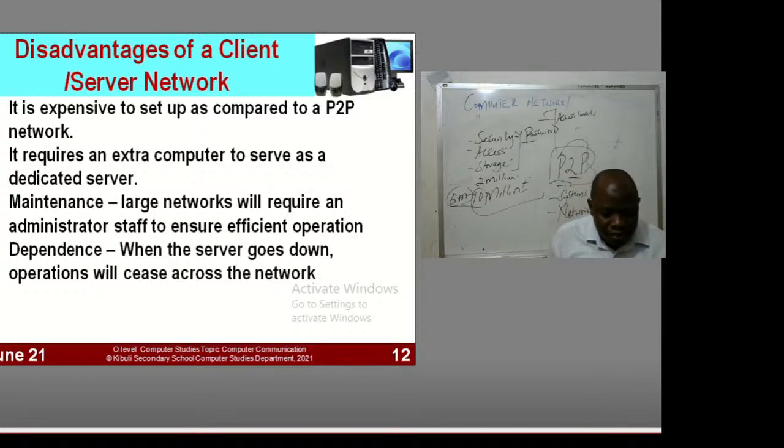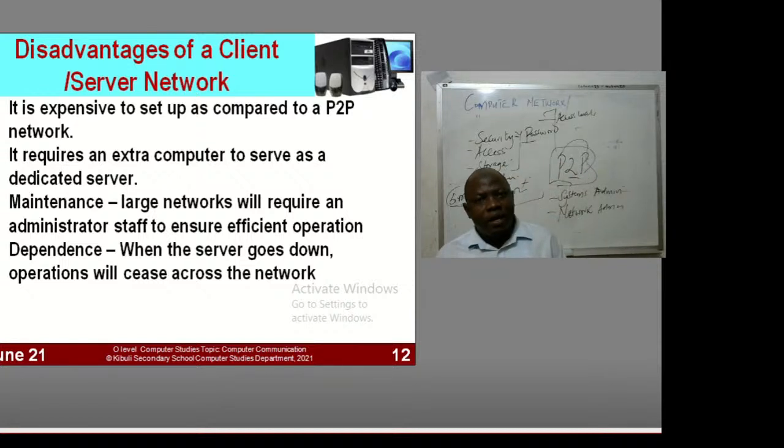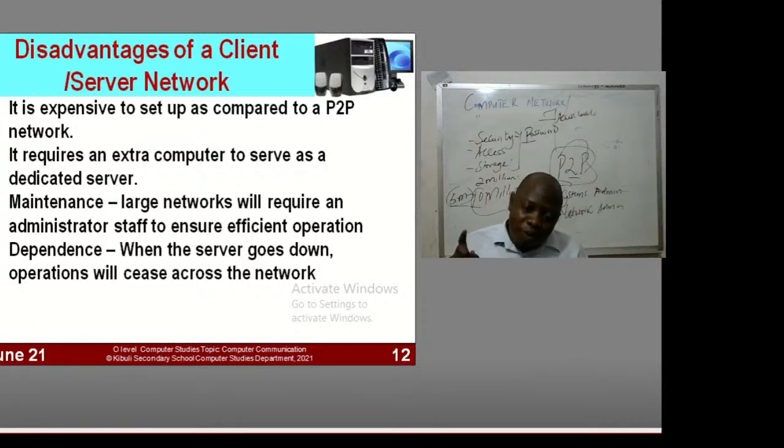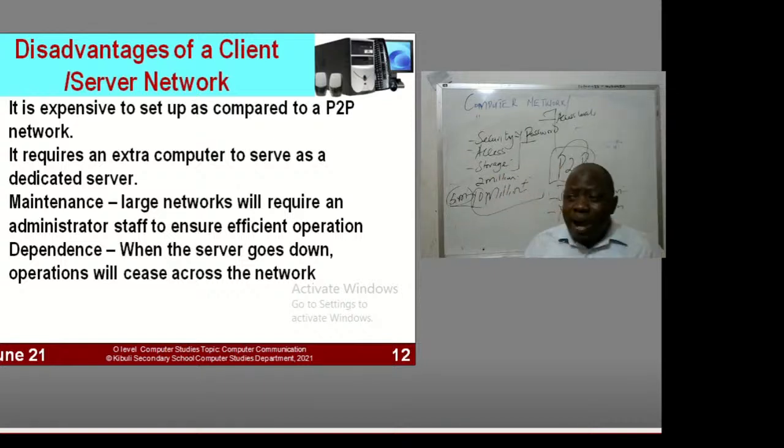Then dependency. When the server goes down, some of us have been experiencing this, especially when you talk to your parents who are bringing in goods from outside the country. At times when they bring in goods and go to URA, they are told no service, the server is not on. At times they tell them no network. That is what they insist on. But no network, at times, is because the server is not on.